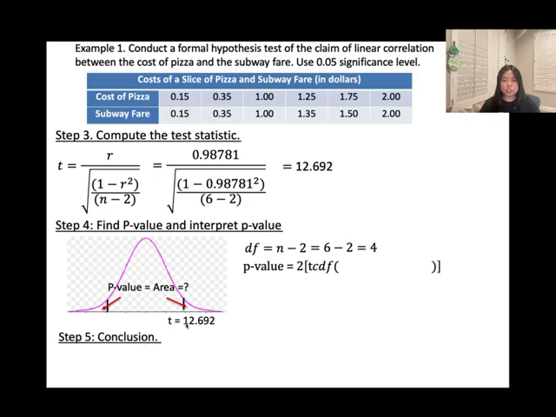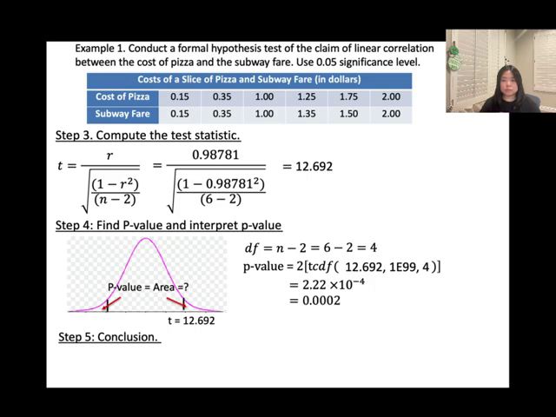Okay, the lower value will be 12.692 here, and then the upper value will be 1E99, and then the degrees of freedom. We just calculate the area of the right tail. Then we need to multiply by 2 because we do have the left tail here also. You should get 0.000222. The p-value is very, very small. And remember that when you have a small p-value, you have strong evidence to support the alternate hypothesis.